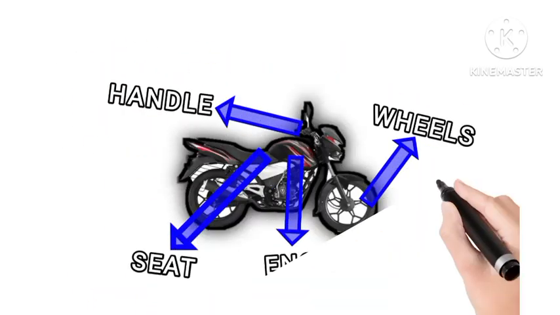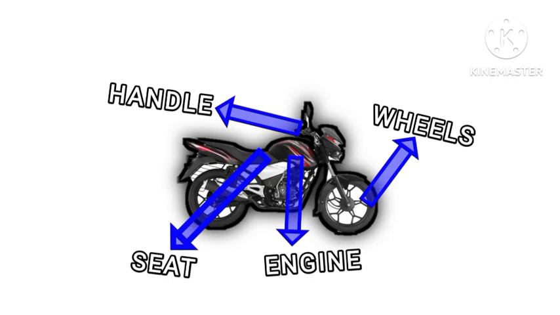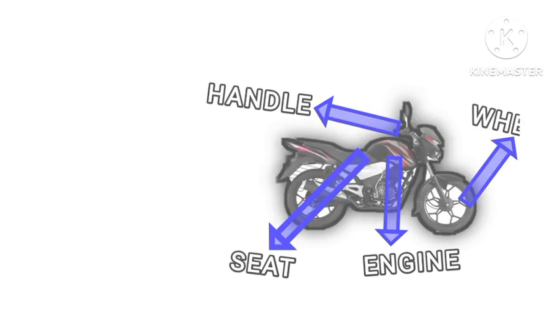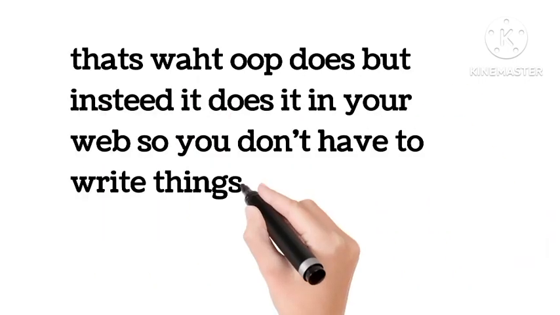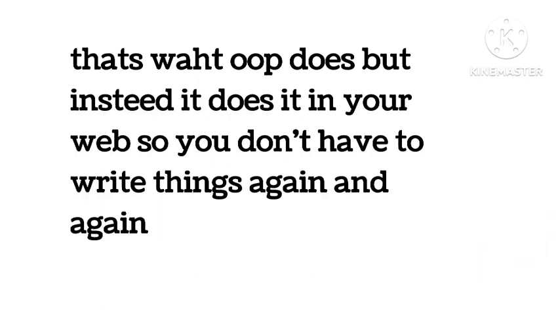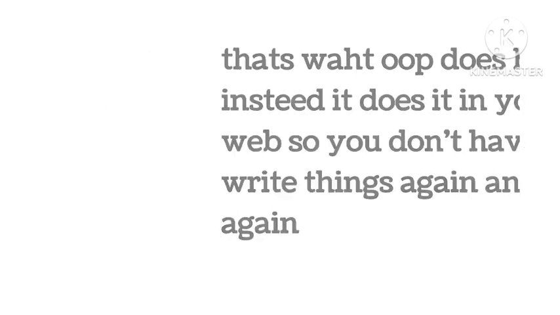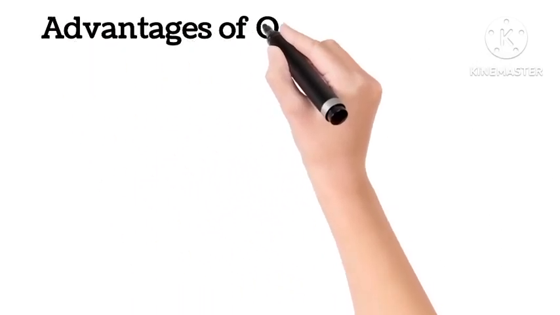You can see that in this template I have marked up the things which are common in all the bikes: the wheels, the seats, the engine and the handle. These are things which will be made for all of them. So this is a template which will make it easy to make more bikes. And that's what OOP does, but instead it does it in your web. So you don't have to write something again and again.